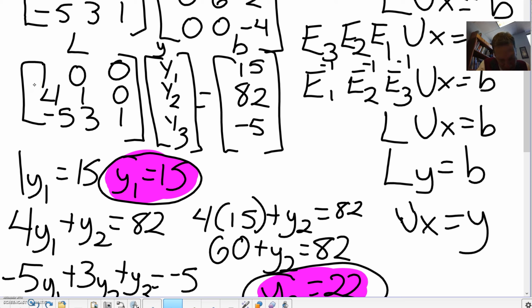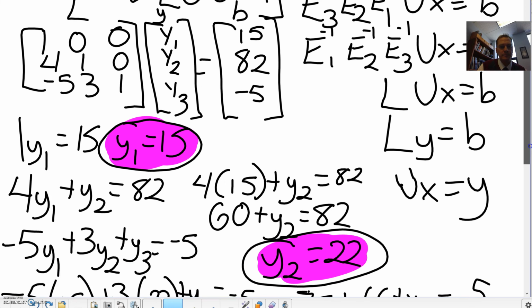So 1y1 equals 15. 1y1, 0y2, 0y3 equals positive 15. So obviously y1 is equal to 15. 4y1 plus 1y2 plus 0y3 equals 82. Well, I can just substitute that 15, which was y1, and solve it from there. It's simple arithmetic that 4 times 15 is 60. Subtract 60 from both sides, and I get y2 equals 22.